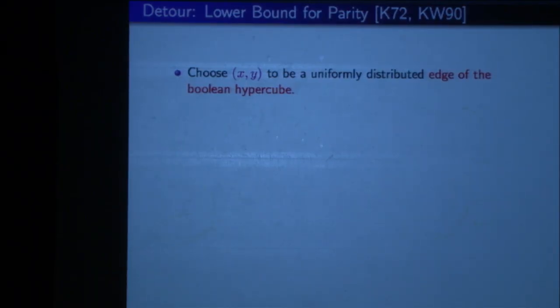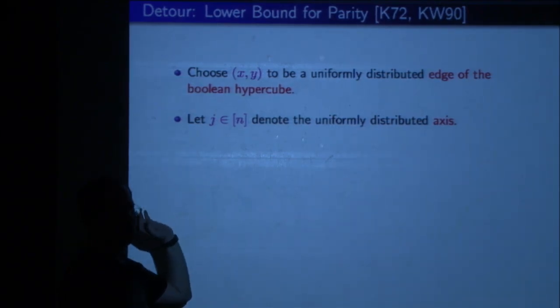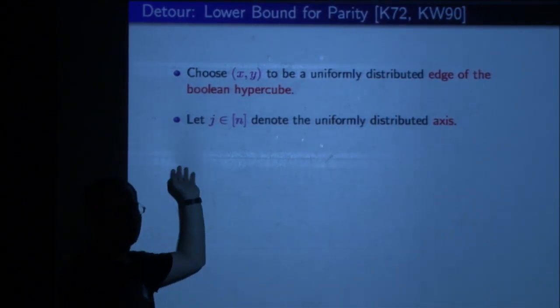Well, it turns out that here, again, we have a hard distribution, and the hard distribution is to choose x and y to be a uniformly distributed edge of the Boolean hypercube. Or a bit more specifically, X is a uniformly distributed string with even Hamming weight. Y is a uniformly distributed string with odd Hamming weight, and they are dependent. They differ on exactly one coordinate, and this coordinate is also uniformly distributed. In particular, I'm going to call this uniformly distributed coordinate on which they differ the axis, and I'm going to denote it by J.